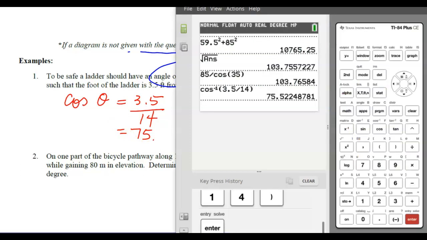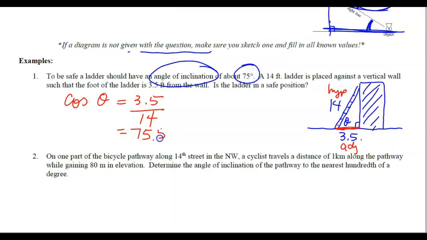75, what is it, 0.5. Okay, so really it's pretty close, right? It's not too far off. I don't know what we put on the note there. Yeah, it's safe. It's pretty close.